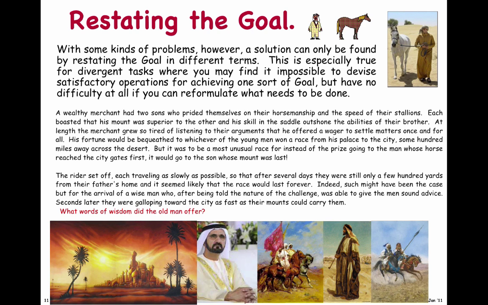If you have the answer, congratulations. You were able to reformulate the goal so that the problem could be solved. The solution is really simple. And again, it requires you to read the question and realize that the wager was whose mount was last. And so what the wise man told the sons was switch horses, and their mount would be last if they won the race. Pretty clever, don't you think?